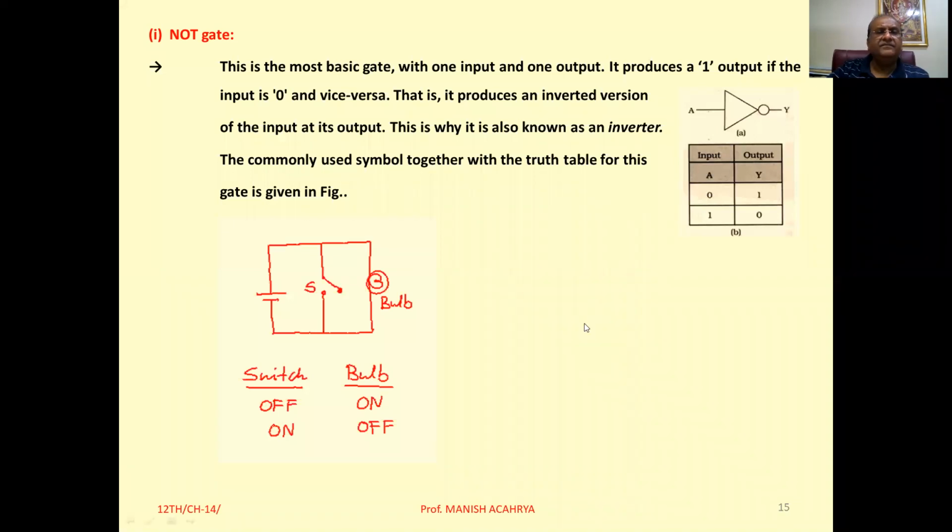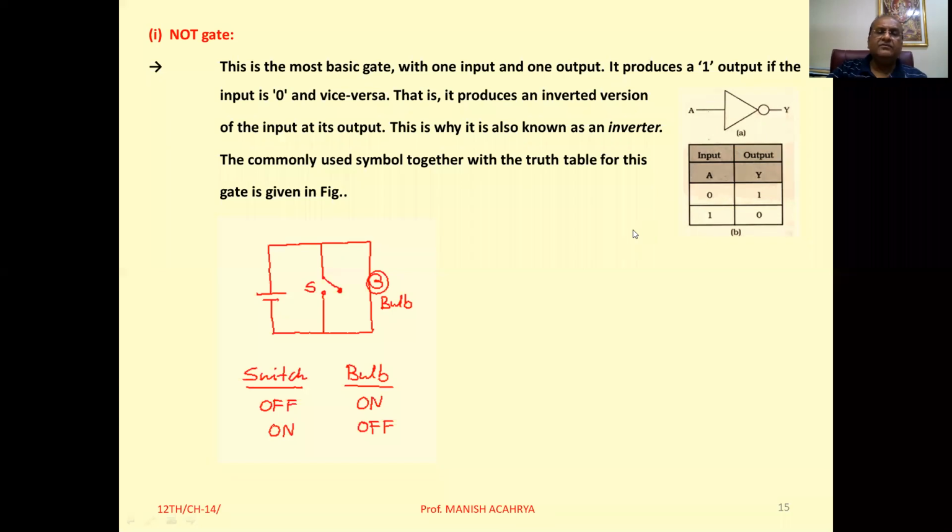Now see here. First, the NOT gate. This one is the most basic gate. It has only one input and one output. Each and every gate has one output, but the inputs will be different. So this particular gate has only one input. The circuit symbol is as shown in this figure. Clear? This one is the circuit symbol of the NOT gate, and this one is its truth table.